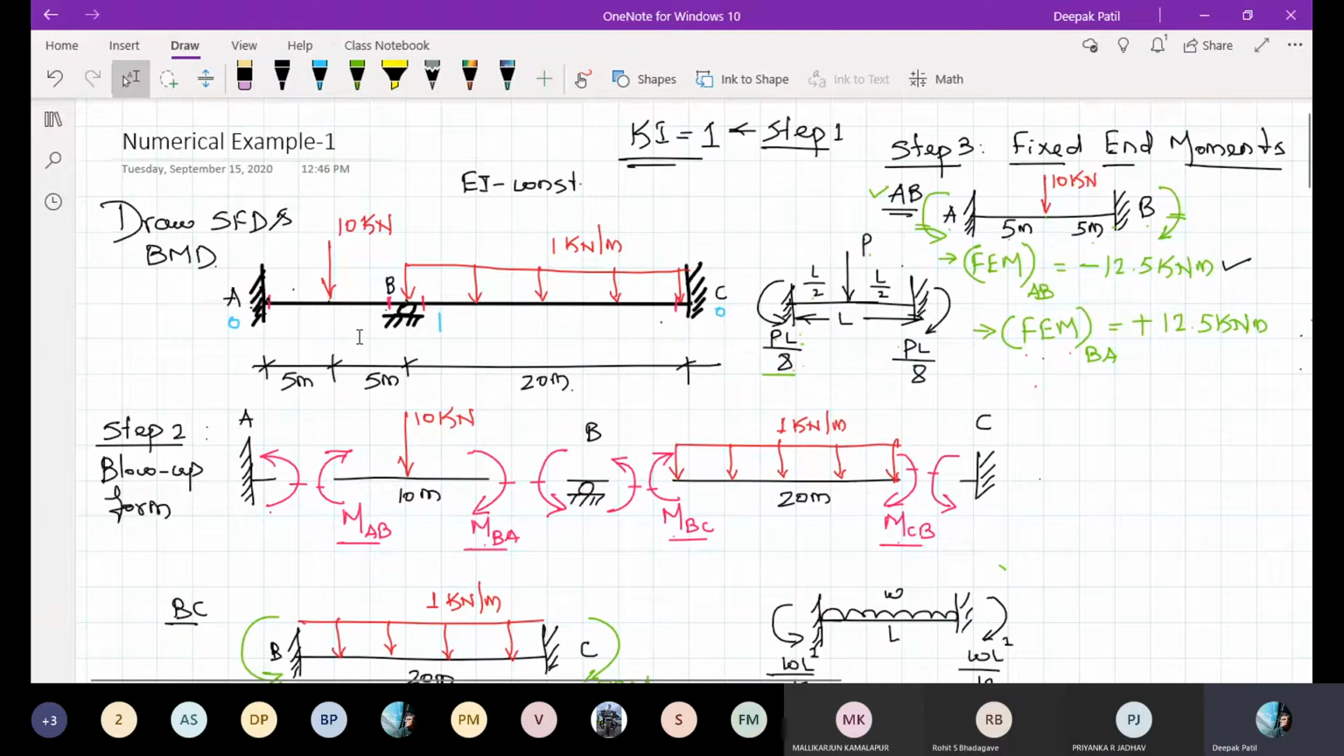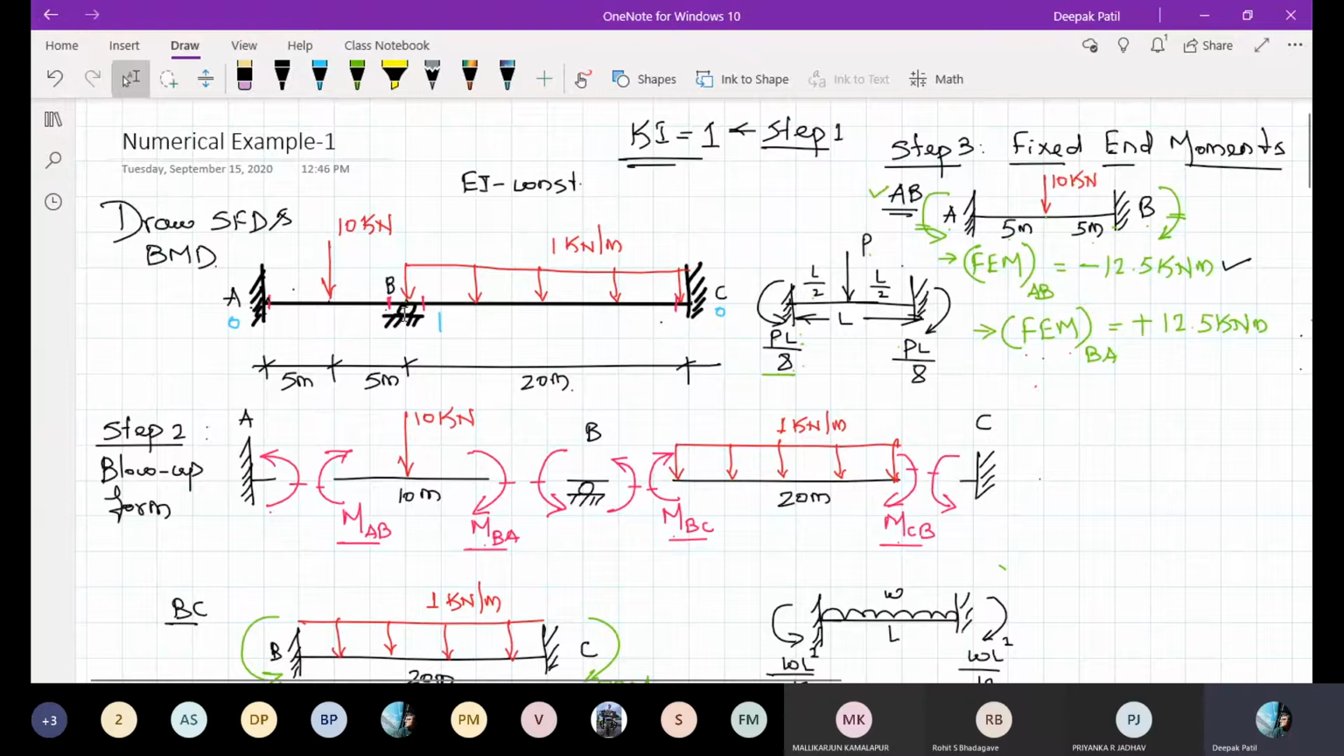Now we started with the first step, that is finding Ki, that is kinematic indeterminacy. And I told you what is kinematic indeterminacy. It is the number of degrees of freedom. Fixed support has 0 degrees of freedom. C support also has 0 degrees of freedom. At B we have a slope, so 1 degree of freedom is there. So 0 plus 1 plus 0, so kinematic indeterminacy, I'm getting 1. It means there is one unknown. That unknown is theta B, so that I need to find.